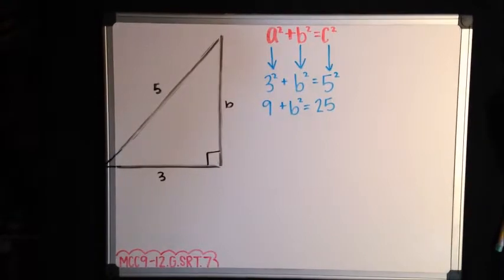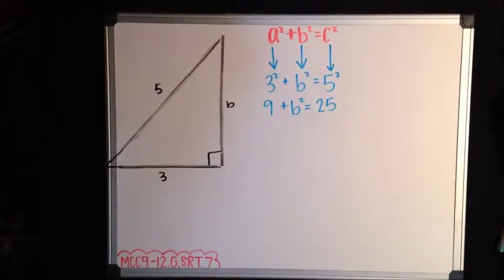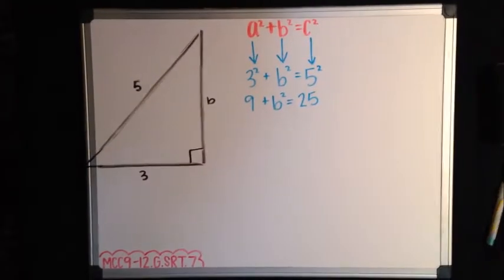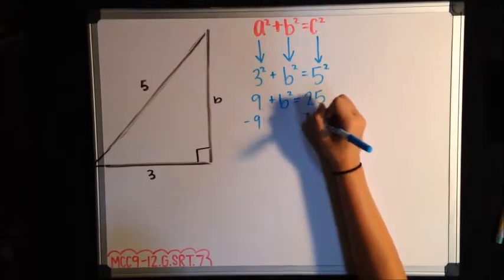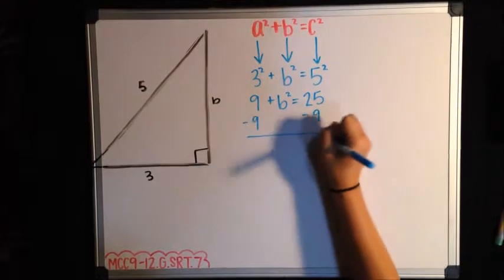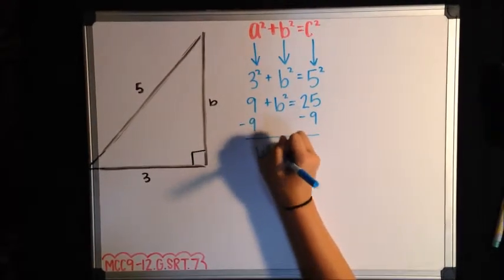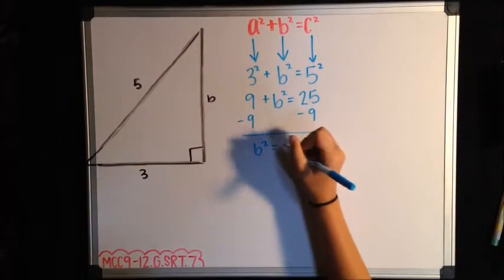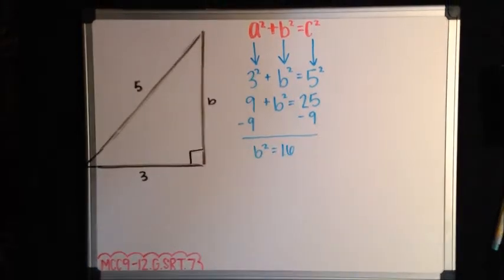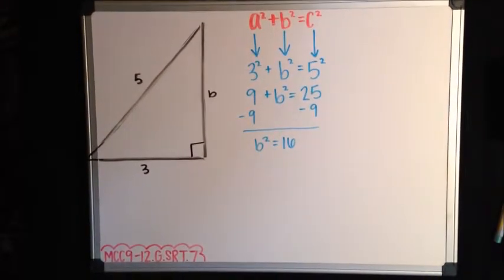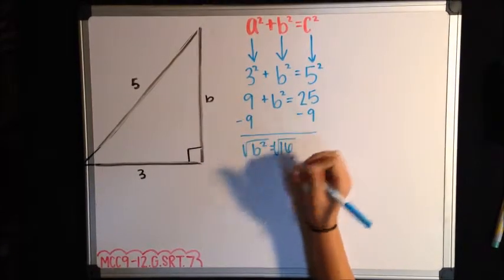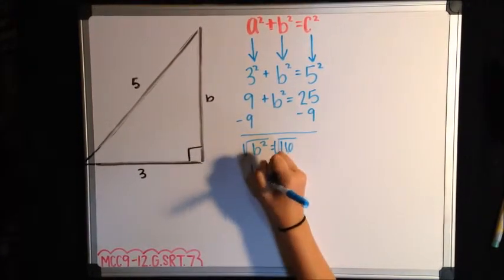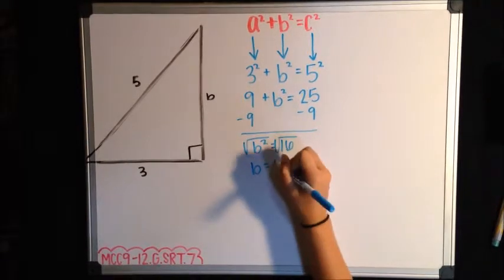The easiest way to do it now is to square your numbers. Now to get b squared by itself, we must subtract 9 from both sides. So we get b squared equals 16. Now to get the value of b, we have to take the square root of both sides. So the square root of b squared is b, and the square root of 16 is 4.